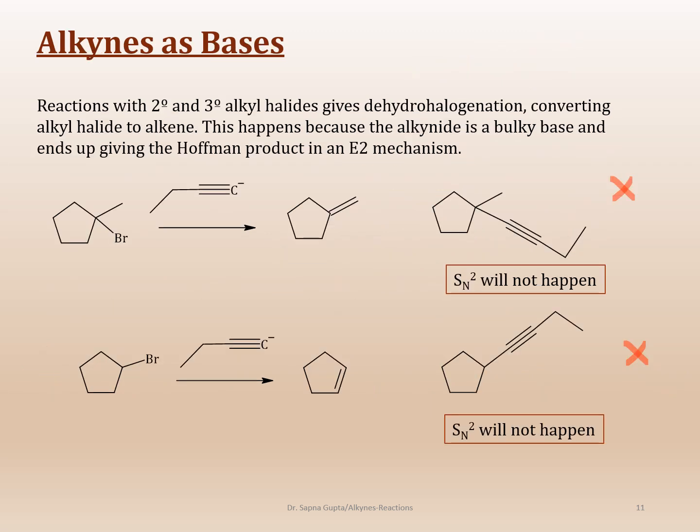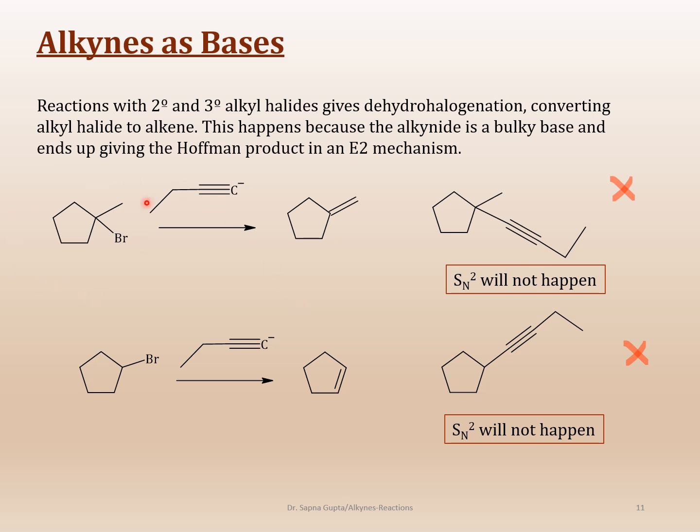You can also use alkynes as bases, because they are a conjugate base of a weak acid. Alkynes are not very strong acids. You saw the pKa was 25. So if you're using the conjugate base, which is a strong conjugate base, then you can use it as a base, which means you can do elimination reactions. Again, this depends on what kind of substrate you have.